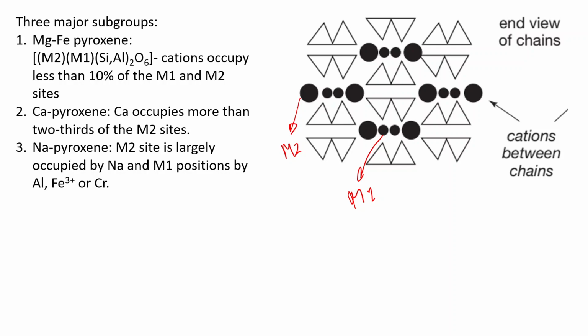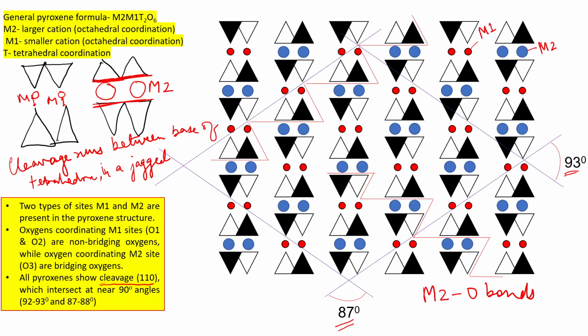Always keep it in mind that the larger M2 site will always be placed between the bases of the tetrahedra, while the smaller M1 site will be placed between the apices of the tetrahedra. And then the {110} cleavage runs between the bases of the tetrahedra in a zigzag pattern, and therefore pyroxenes don't have a perfect cleavage, rather they have an irregular or rough cleavage. And these cleavages intersect each other at nearly 90-degree angles.